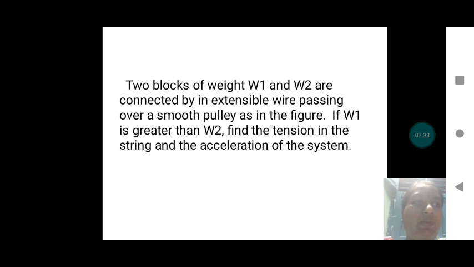Two blocks of weight W1 and W2 are connected by an inextensible wire passing over a smooth pulley as in the figure. If W1 is greater than W2, find the tension in the string and the acceleration of the system.